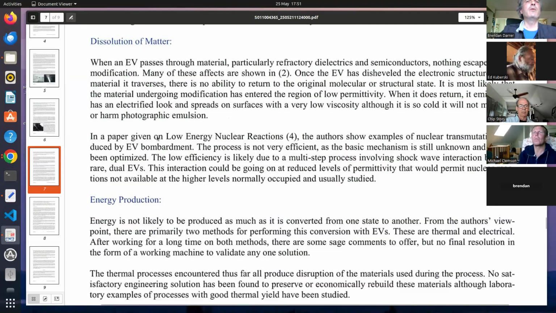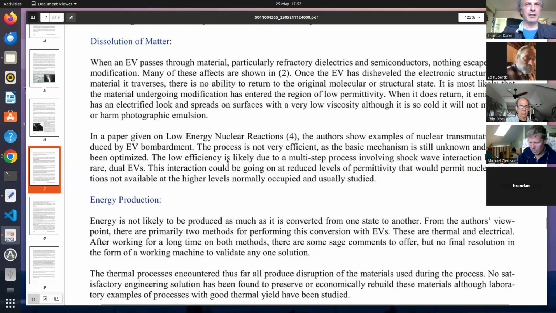In a paper given on low energy nuclear reactions, reference 4, authors show examples of nuclear transmutation produced by EV bombardment. The process is not very efficient, as the basic mechanism is still unknown and has not been optimized.